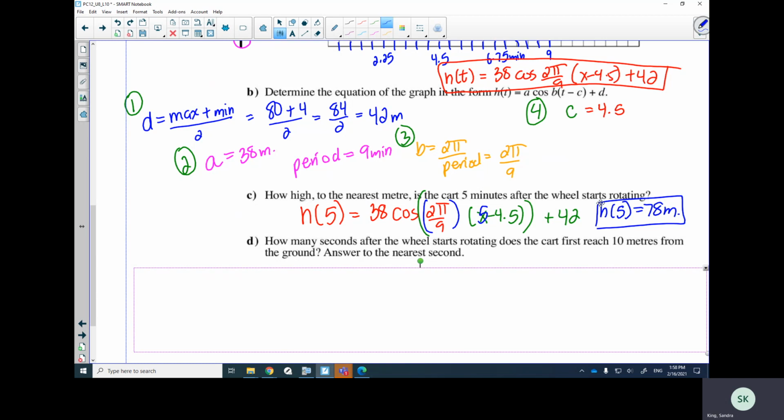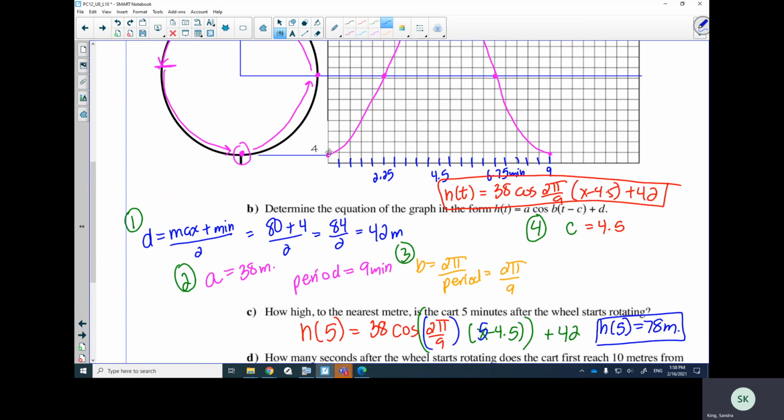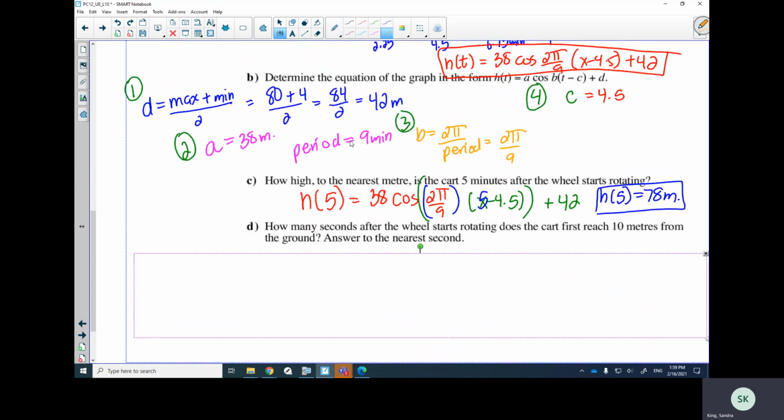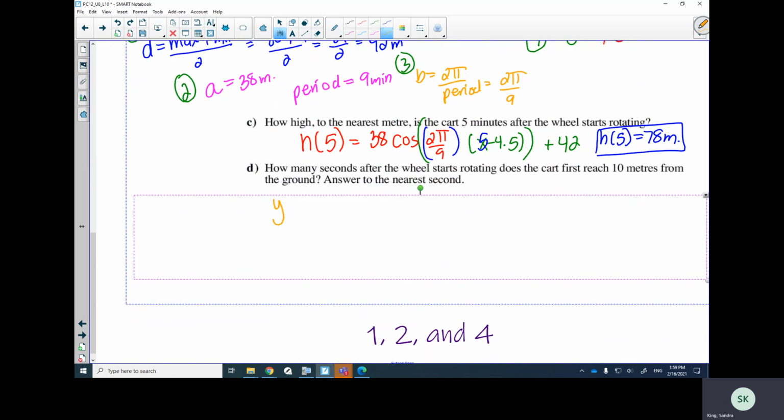Okay, after how many seconds after the Ferris wheel starts rotating does the cart first reach 10 meters from the ground? So 10 meters from the ground is here, right? That's 10 meters from the ground. So they want to know when it first starts rotating, after how many minutes are you 10 meters off the ground? This is a Y2 question. It's an intersect question. So Y2 is going to be equal to 10.